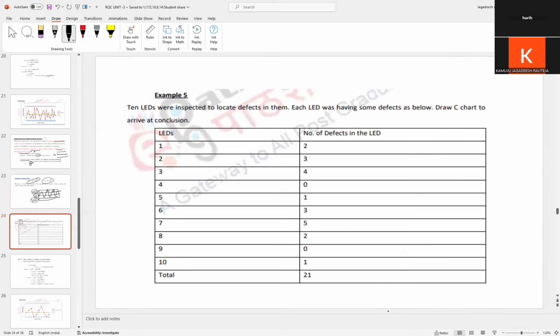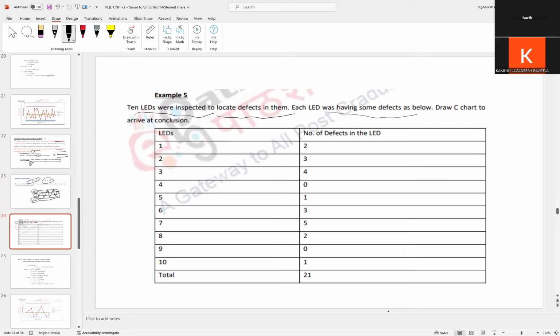Next one. So this is the problem that they have given. The example is 10 LEDs were inspected. How many LEDs were inspected? 10 LED bulbs are inspected, and we have to identify, to locate the defectives in them. Among the 10 LEDs, we have to identify how many LEDs are defective.